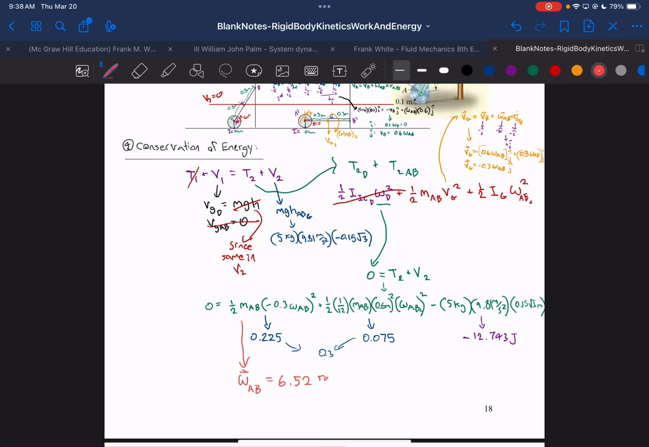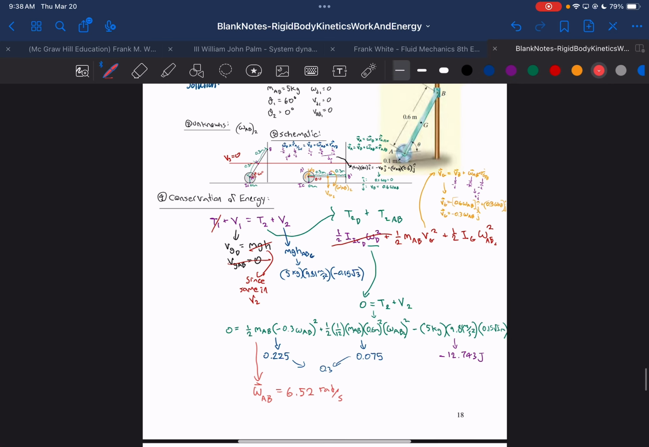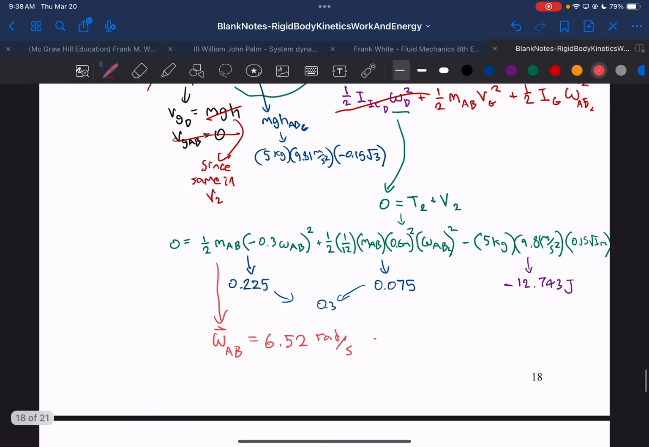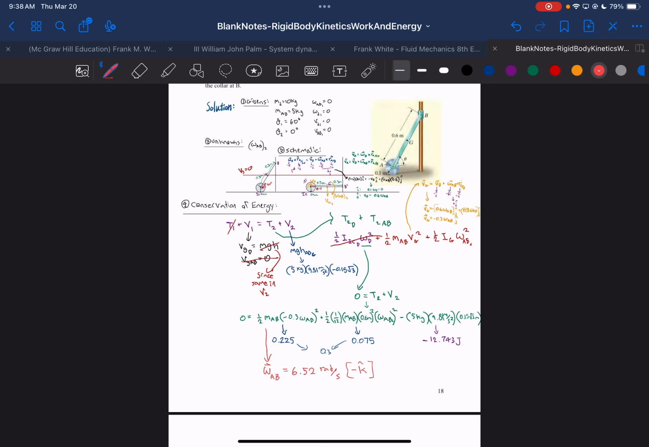6.52 radians per second. What direction is it? Negative K. Right? Clockwise. Good stuff. So that is how we do this lovely question.